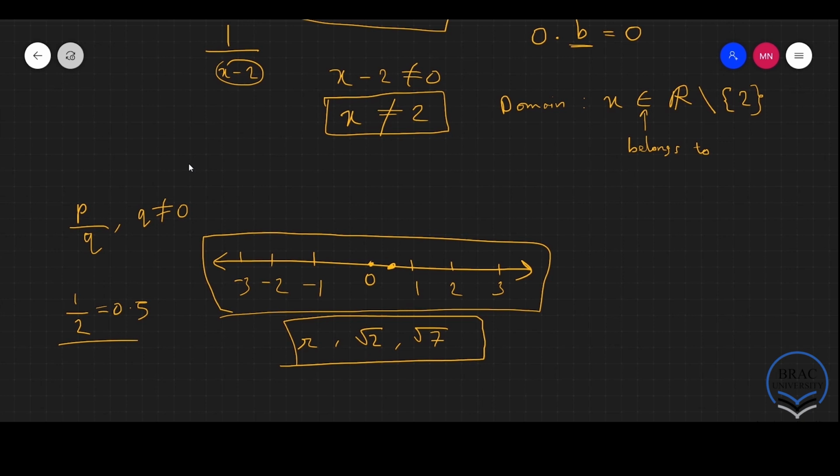So x belongs to the set of all real numbers, with the exception that x cannot be equal to 2. So we can show it like this. We can have these curly brackets, and within these curly brackets we can place any number that cannot be part of our domain.